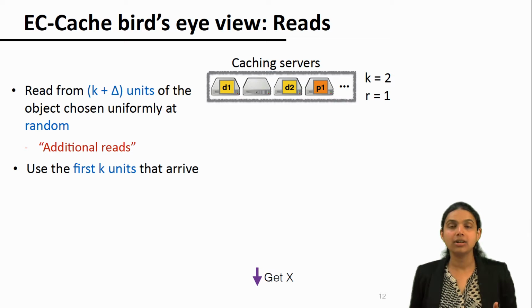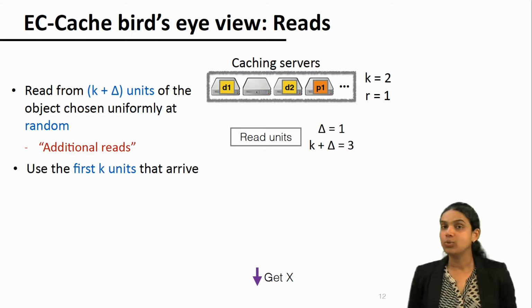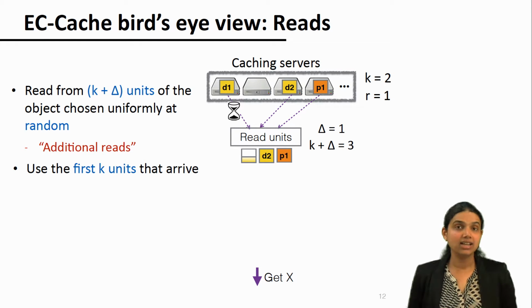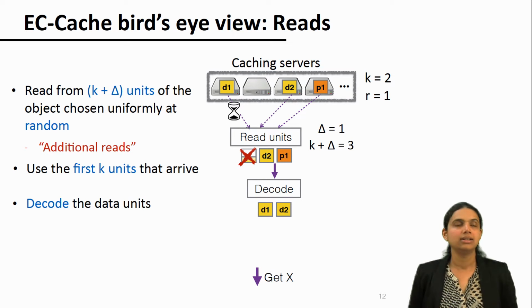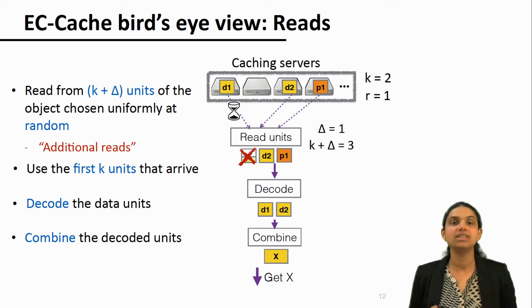Suppose we want to read the object X that we just wrote in the previous slide using delta equals 1. So we read from K plus delta equals 3 of its units. For some reason, here the first unit is slow to arrive. We just ignore it and use the other 2 units that arrive first. The K units that arrive first are used to decode the original K data units, which are then combined to serve the read request.